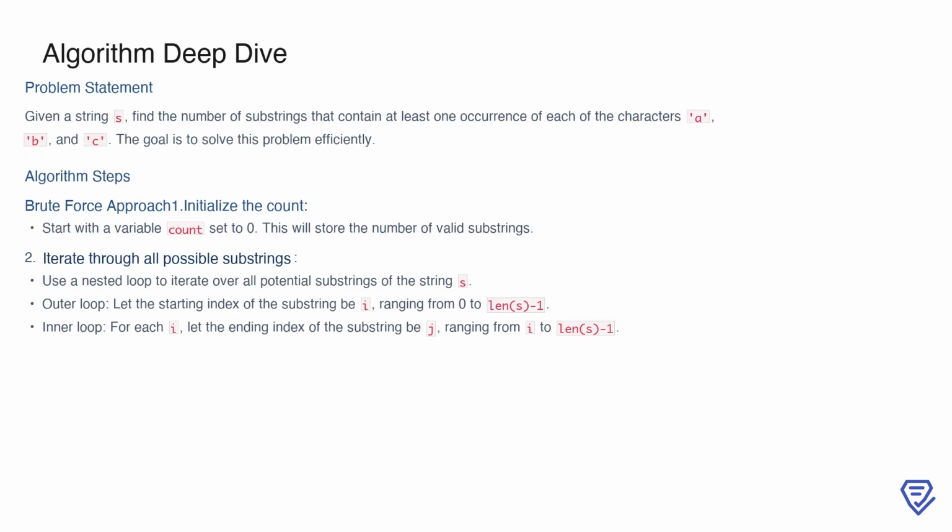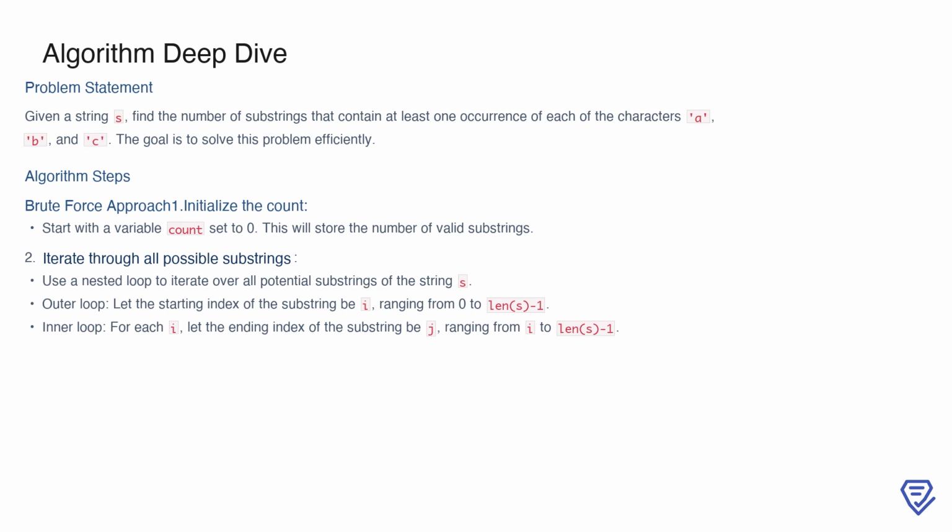To solve this problem, we need to find all substrings in a given string that include at least one occurrence of the characters A, B, and C. A straightforward way to approach this is by using a brute force method. First, we initialize a variable count to 0, which will keep track of the number of valid substrings we find.